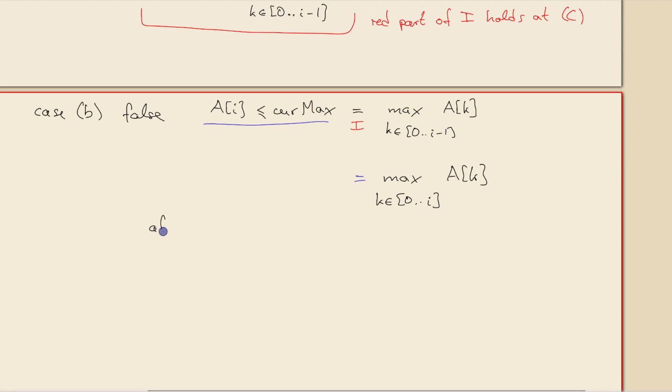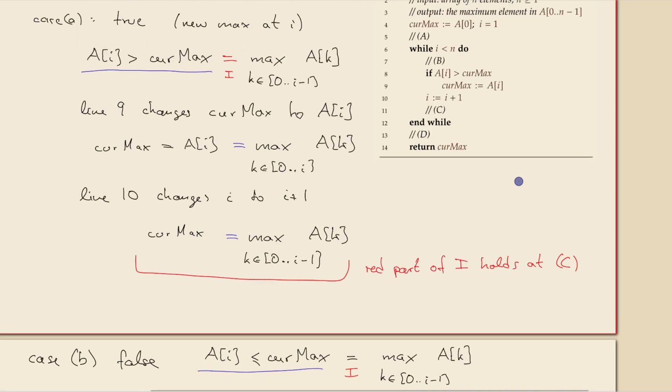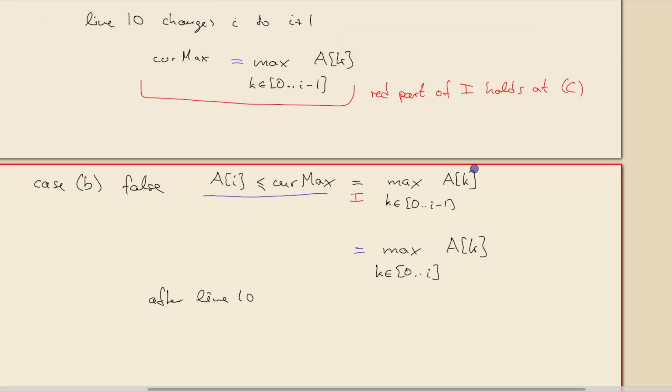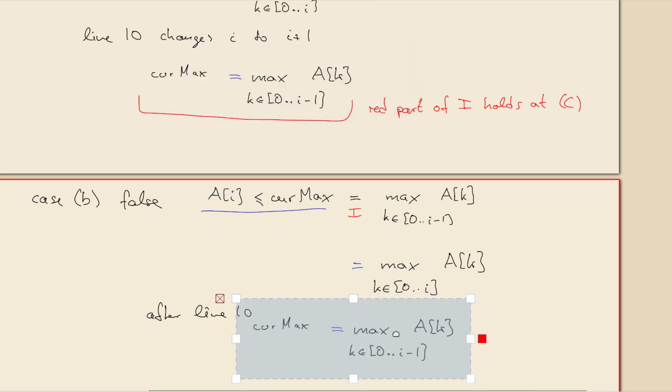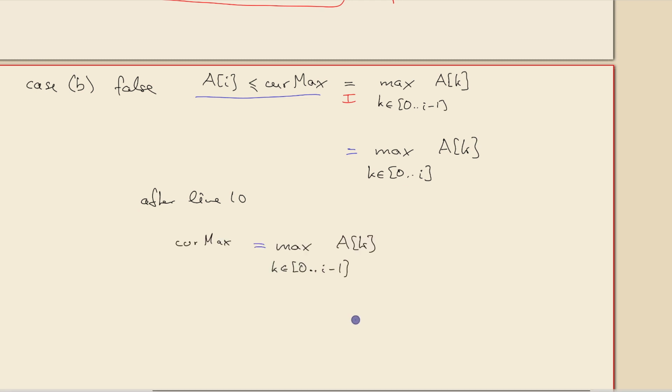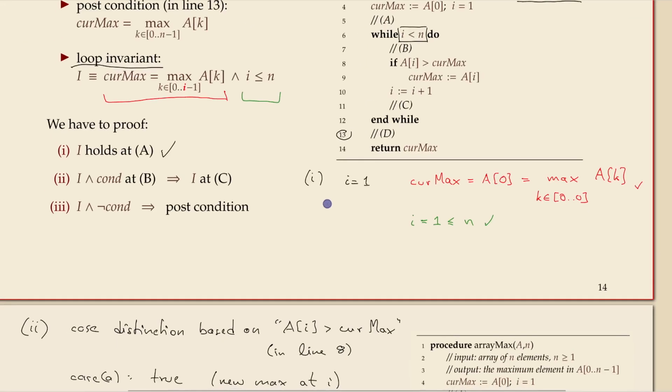And then the rest is the same. So after line 10, we again change i. We update i, so I'll do the same changes here. And so again, the red part of the loop invariant is reestablished at D. Good. So that's almost done, but we also need the green part of the loop invariant. We also have to show that this is still true. And that's maybe not trivial because we change i, right?